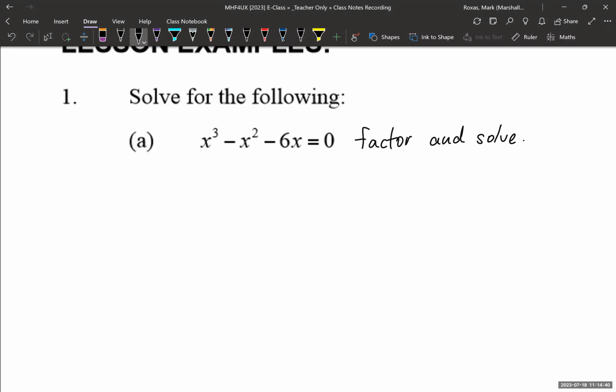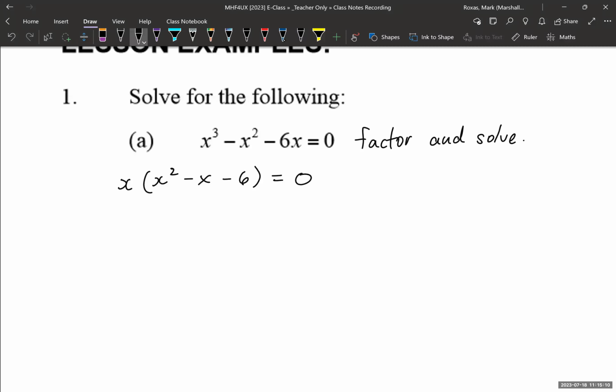Okay. So we start off with an equation where every term has an x. So we can start by doing greatest common factoring. Okay, greatest common factor. We don't need to jump right into synthetic division just yet. So x can be factored out, and that leaves us with x squared minus x minus 6. And don't forget to write equal to 0.